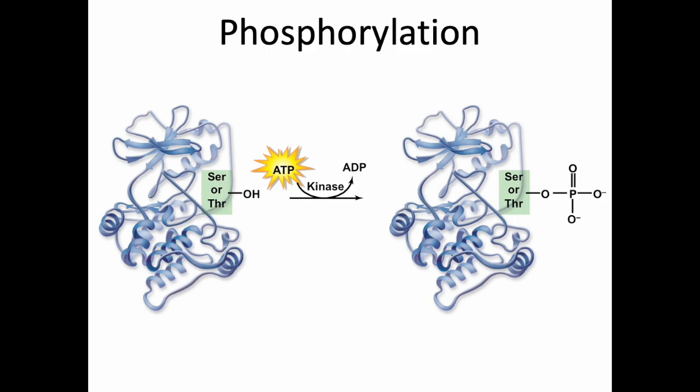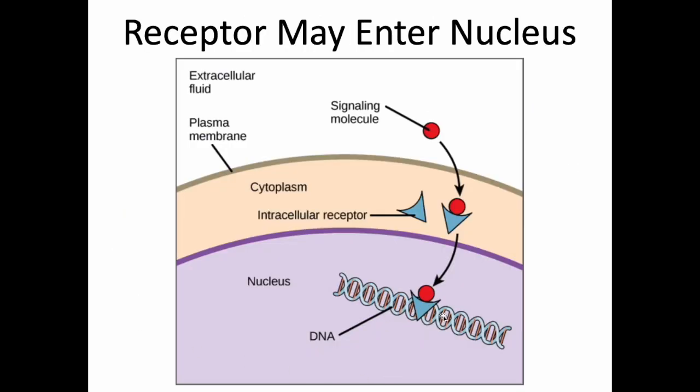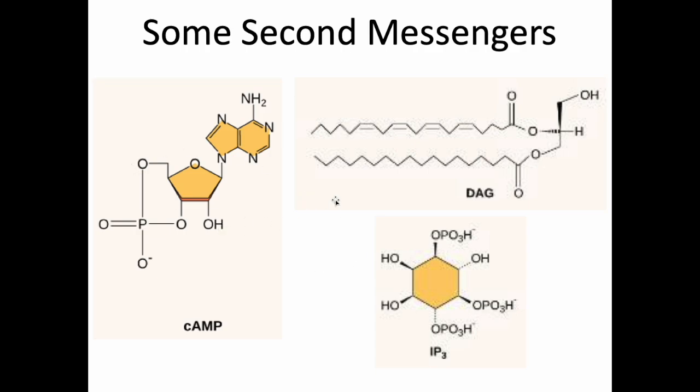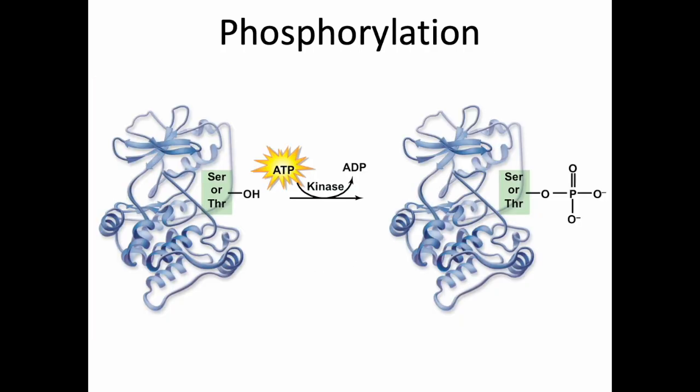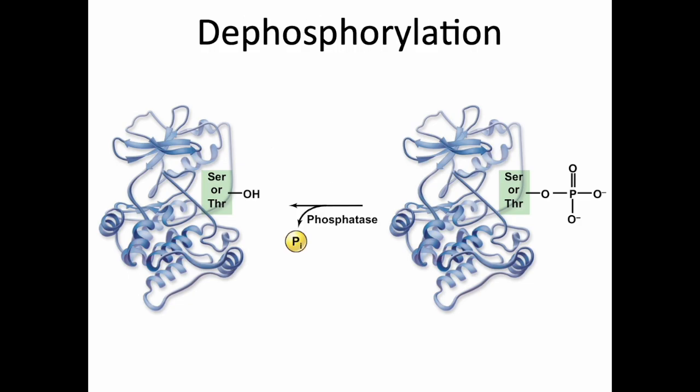This is a lot faster than having to wait to build new proteins or stop building certain proteins. That is a way to make the cell behave differently, but it takes a while. Again, second messengers can take a while to send their message to do something else. Phosphorylation and dephosphorylation are great, quick ways for the cell to immediately behave differently.